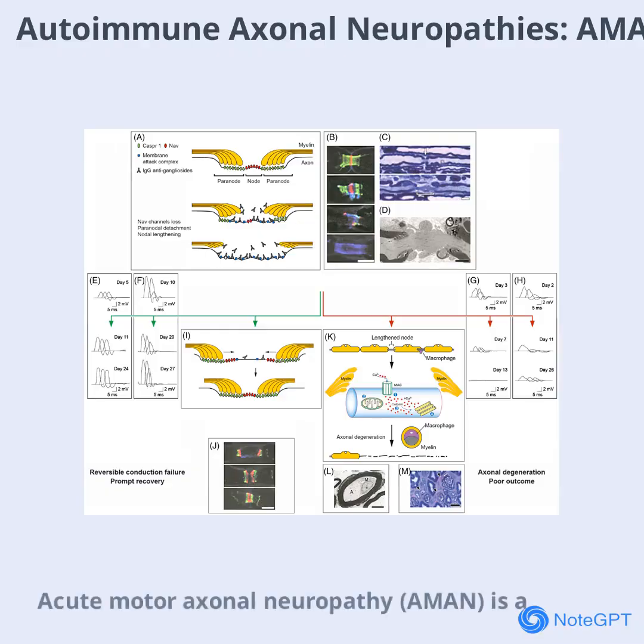Acute motor axonal neuropathy, AMAN, is a variant of Guillain-Barré syndrome associated with anti-GM1 antibodies. Although classified as axonal, AMAN can show reversible conduction failure (RCF) and conduction slowing mimicking demyelination. This occurs due to antibody-mediated disruption at the node of Ranvier, leading to transient conduction block without segmental demyelination. Recovery can be rapid if axonal degeneration does not occur.